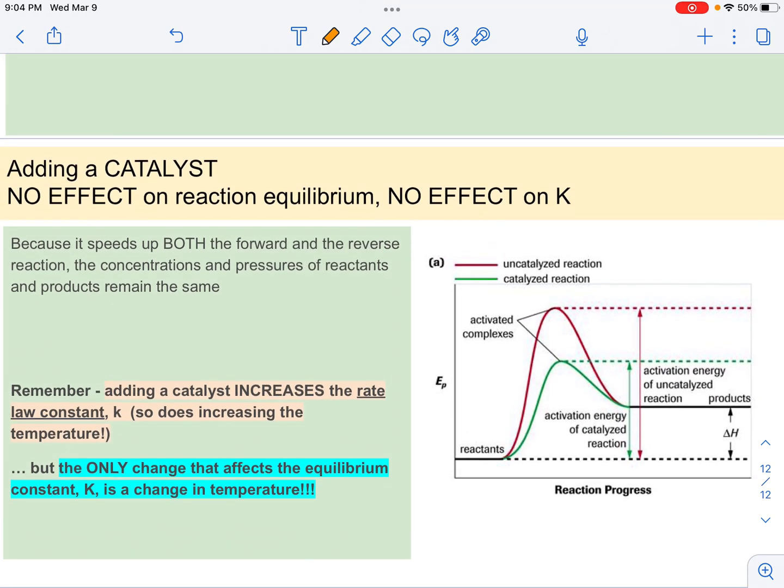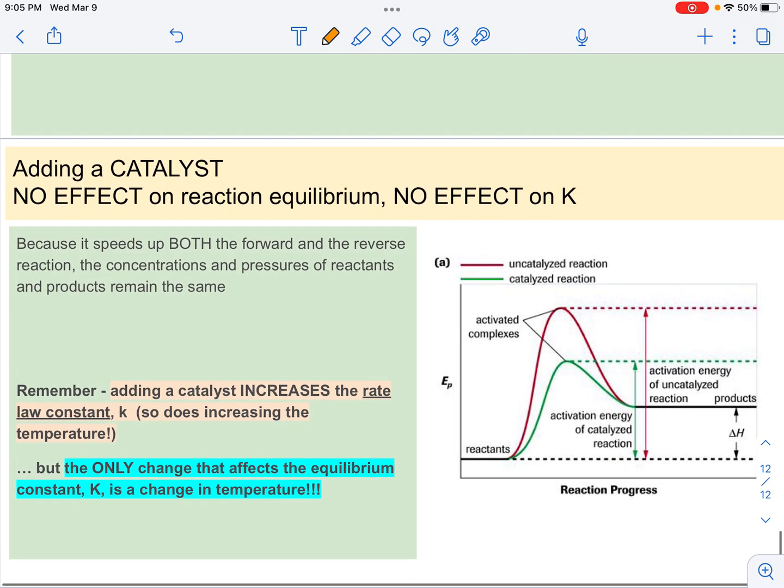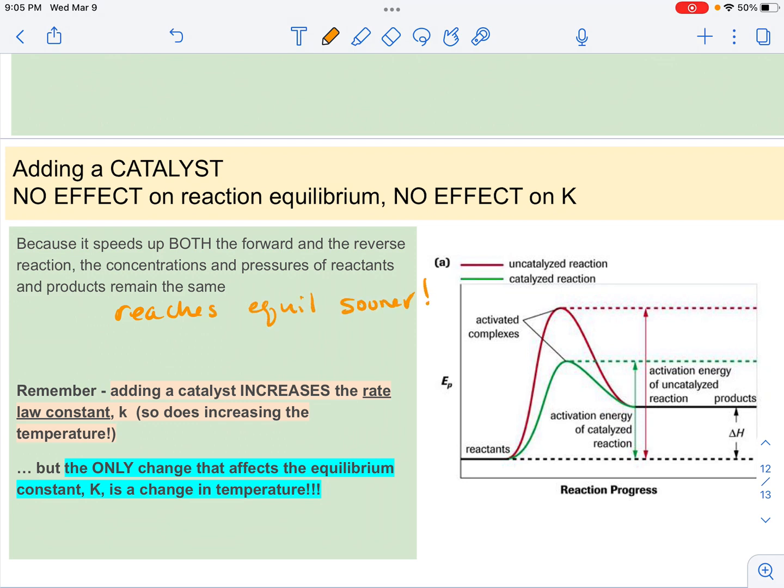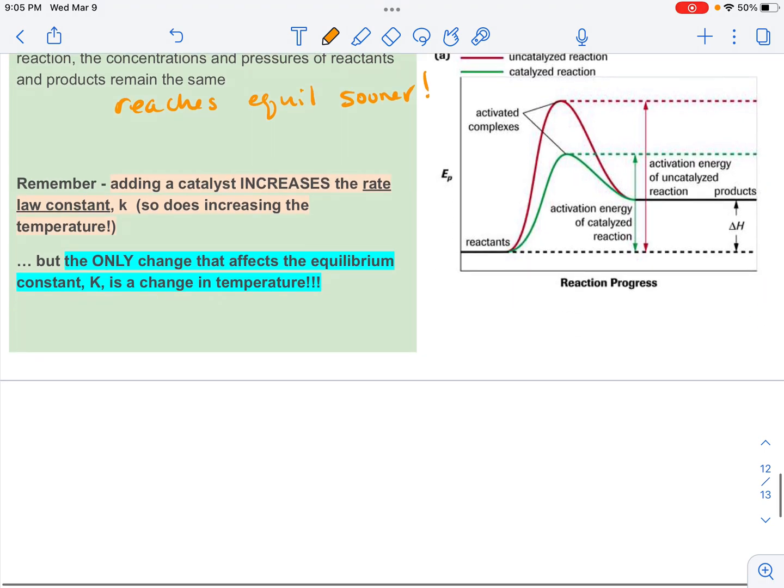And because it's speeding them both up, it's speeding them both up in a similar way. And the concentrations and the pressures of the reactants and products remain the same. Basically, we would say it reaches equilibrium sooner, but it has no effect on the concentrations and no effect on the K.